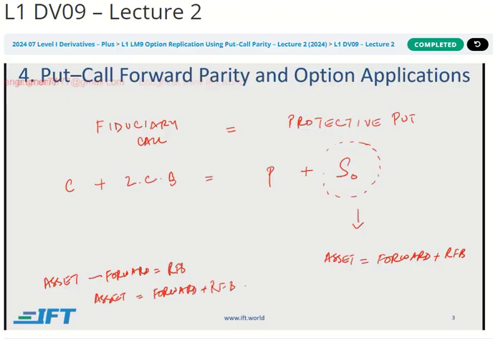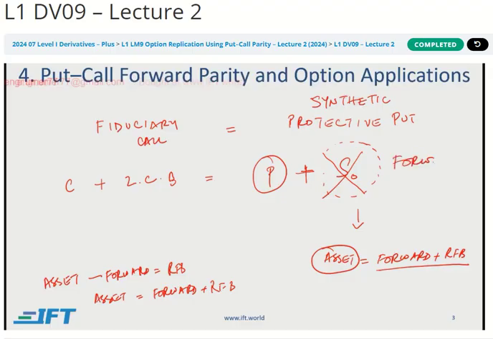So therefore, since the asset is equal to forward plus risk-free bond, in this protective put, instead of writing the asset, what we can write is a synthetic protective put, called synthetic because it is artificially created. So a synthetic protective put is the put option plus a forward plus a risk-free bond. And this is equal to a fiduciary call, which is your call option plus your zero coupon bond.